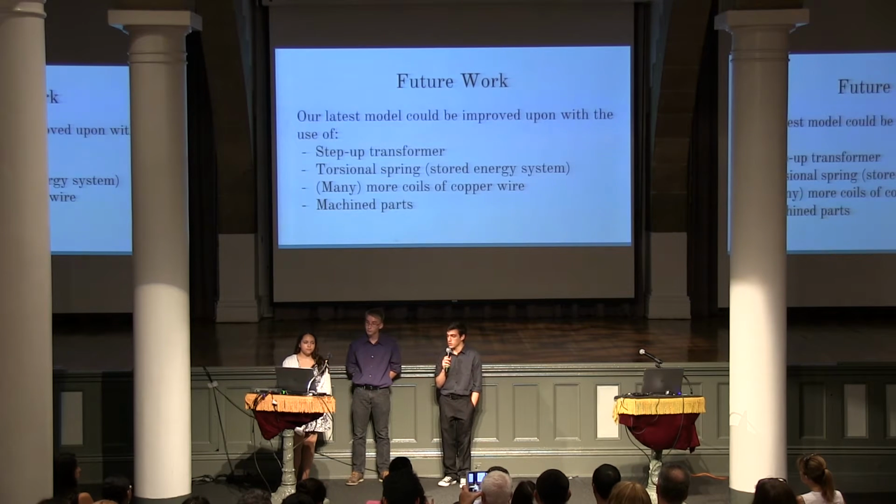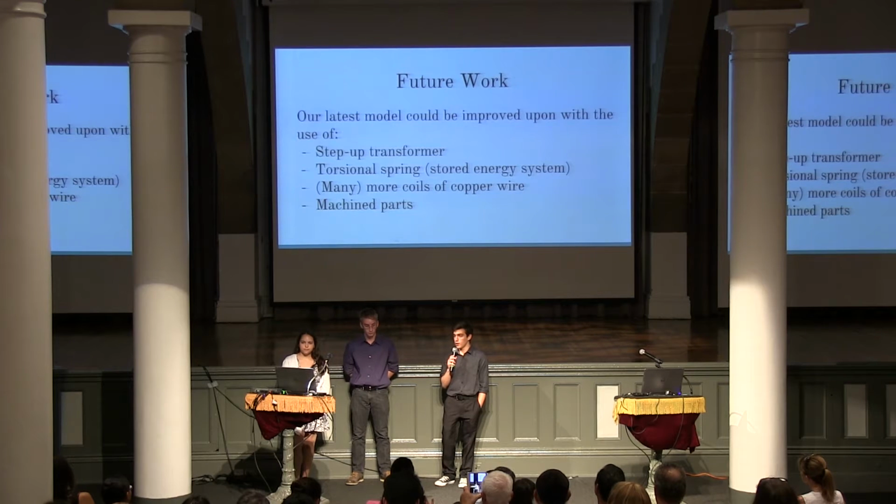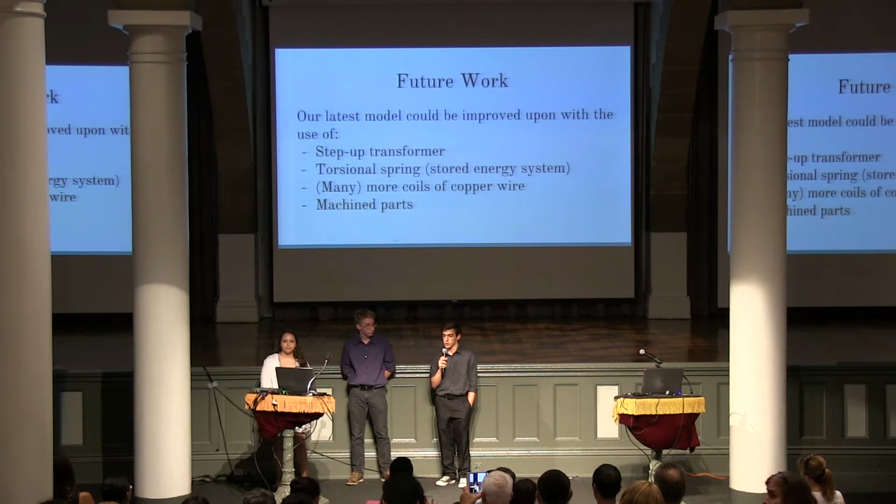Another idea we had was a torsional spring, which would be charged as the water wheel spins and then released for a greater amount of voltage, because we know from Faraday's law that the faster magnets spin, the more voltage is generated. And obviously, the more coils of wire we have, the greater the voltage we generate. We also had some problems with 3D printed parts, because they're not as accurate or as strong, so if this were to be manufactured, many parts would have to be machined.